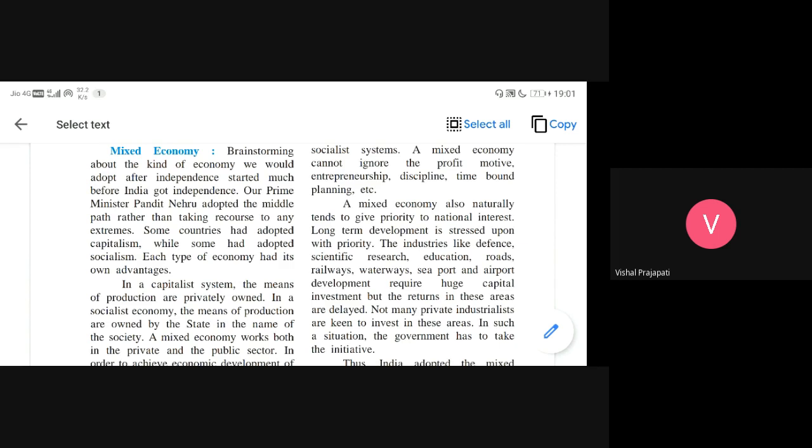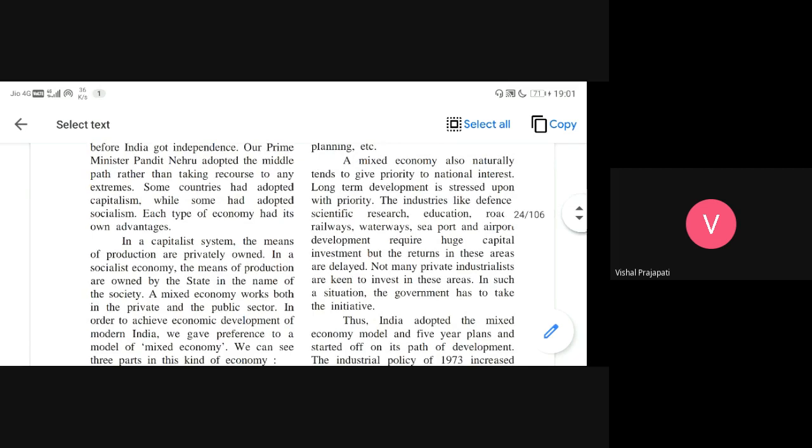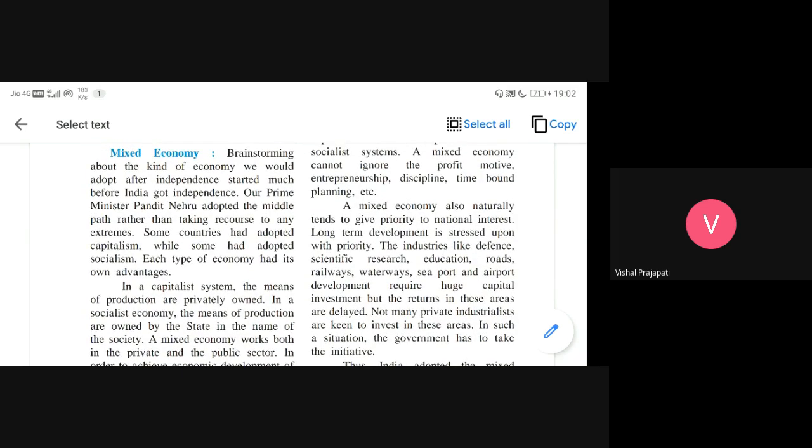After independence, why did our prime minister choose to have a mixed type of economy over the capitalist economy and the socialist economy? They did not choose capitalist or socialist only, but a mixture of it, that is the mixed economy. It will have the features of the capitalist economy as well as the socialist economy. So their thinking was that this will help us take people out of poverty, because it has some things of the socialist economy. And also they thought that with the capitalist economy, we can have proper industrial infrastructure in our country to meet our needs. All right. So this was the motive behind taking the mixed type of economy.